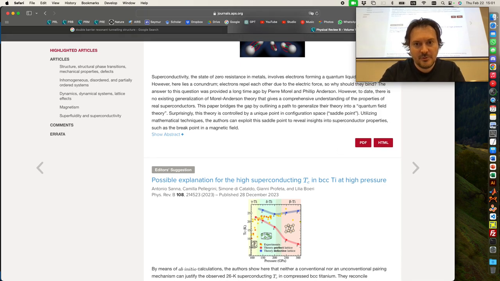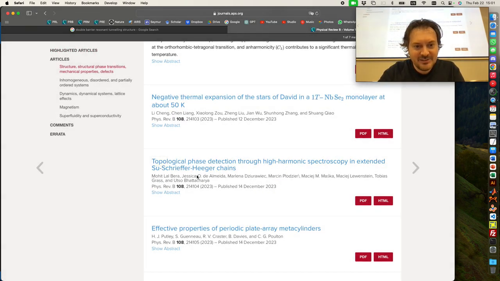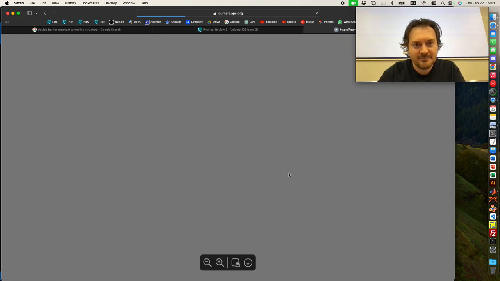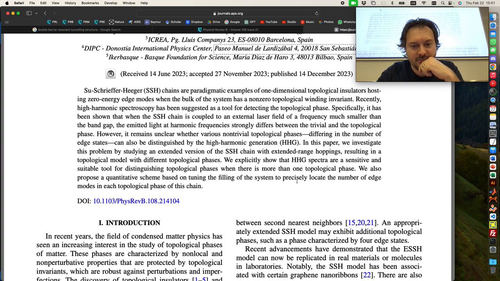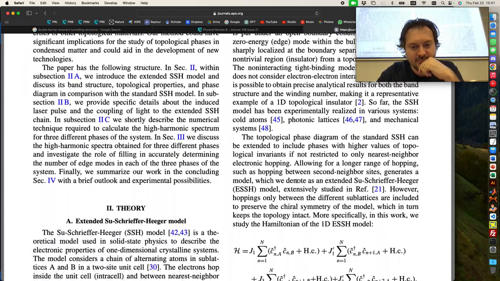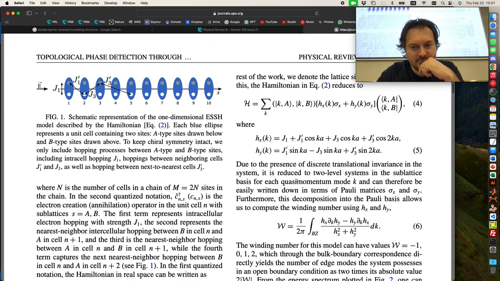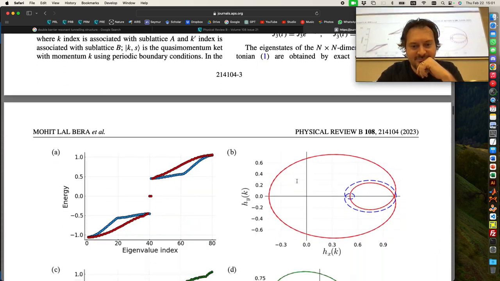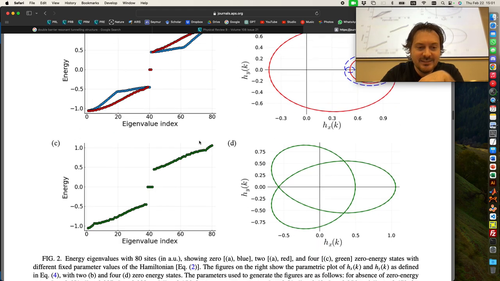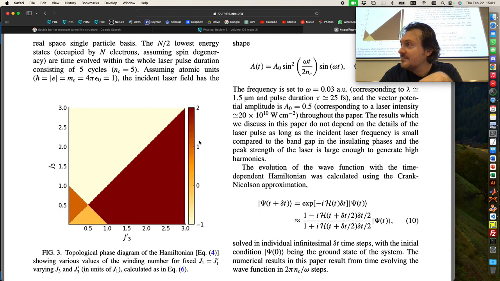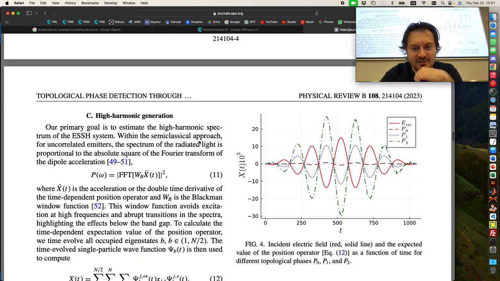Or I can just search topo. Yeah, topological phase. Ah, there is our SSH system. Do you see? Let's look at this paper. We have all the time in the world. Topological phase detection through high harmonic spectroscopy in extended SSH chains. Exactly. Do you see those windings, and do you see those edge states and whatnot? I said that middle thing. Yes, that middle thing is there.